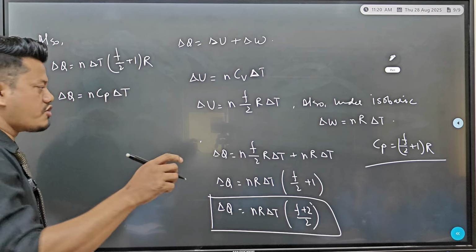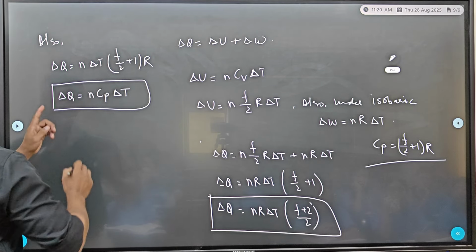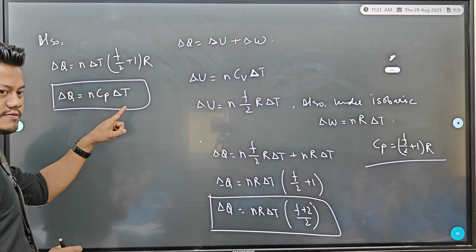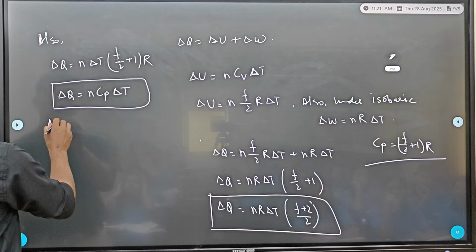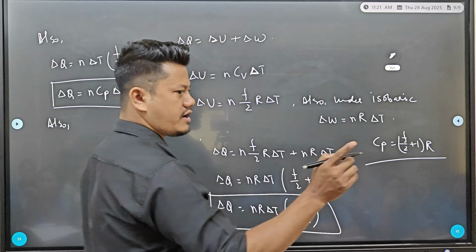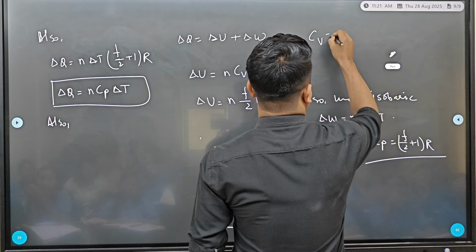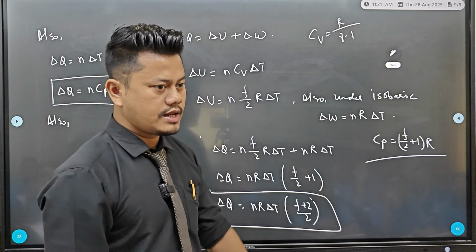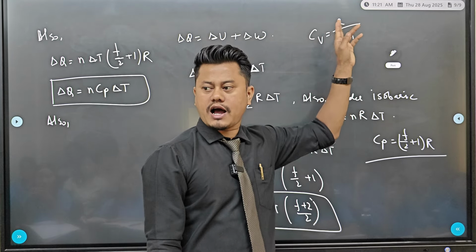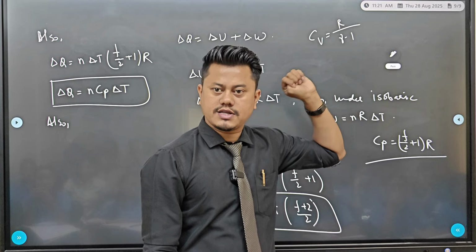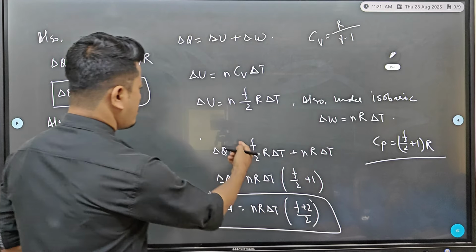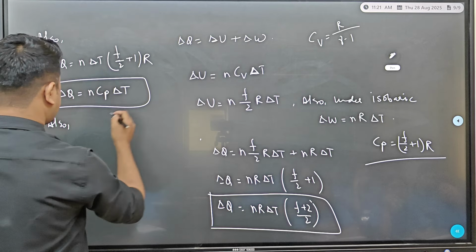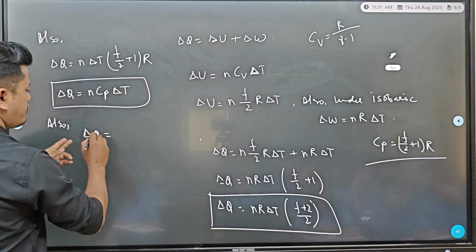I got n Cp del T. Del U was, now you got a new expression, okay? Del U was n Cv del T. But del Q, the change in heat, will be n Cp del T. Please look at here also. Let me complete it. Also, I gave you one expression yesterday. Cv is R by gamma minus 1 in terms of gamma. Specific heat at constant volume is R by gamma minus 1. Is that clear?